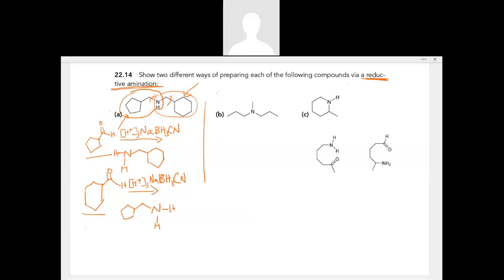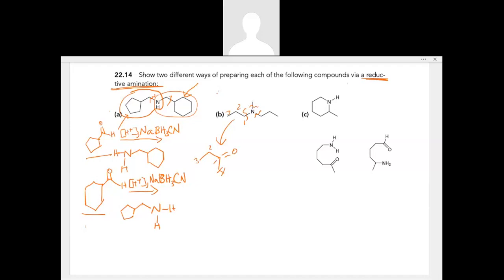Let's see how we could do this again in part B. With part B, we have symmetry within the amine we're trying to generate, so we can do this two different ways. We need to start with a secondary amine since we have three different carbon-nitrogen bonds now. Due to the symmetry, let's start over here. We can begin with propionaldehyde, that would be our three-carbon group here. So 1, 2, 3.